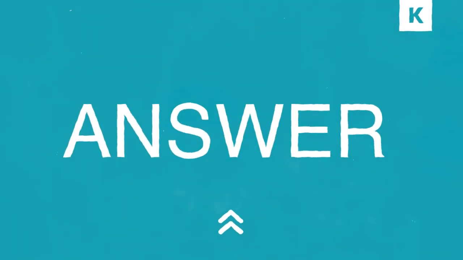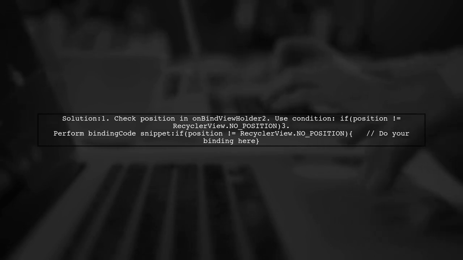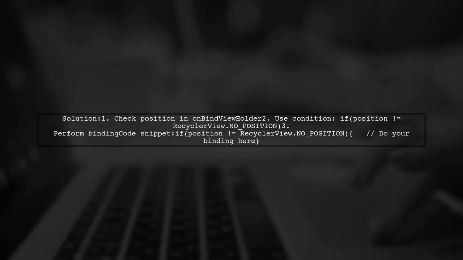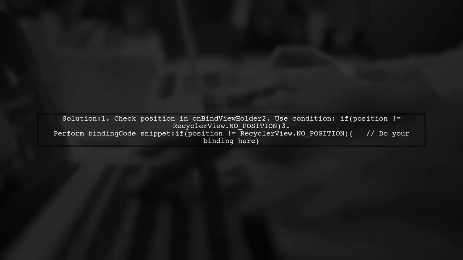Let's now look at a user-suggested answer. To fix the recycler view inconsistency issue, check the position in onBindViewHolder. If the position is not equal to RecyclerView.NO_POSITION, proceed with your binding.